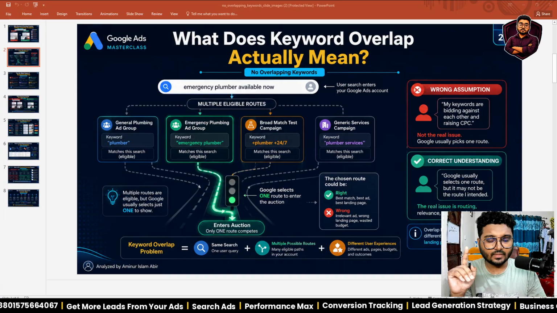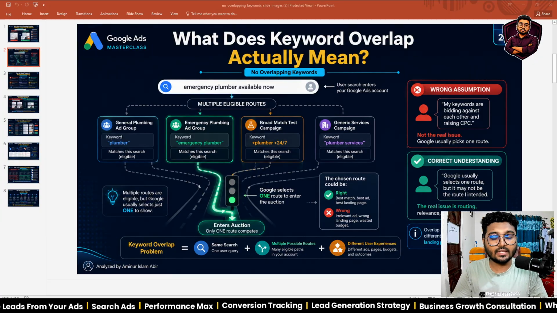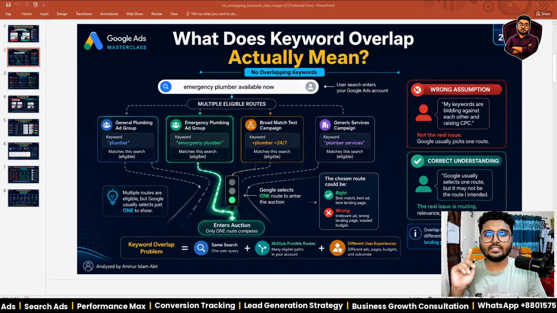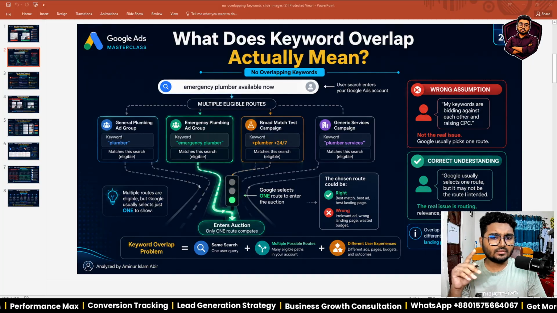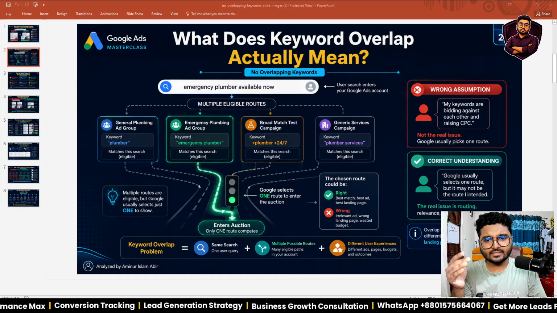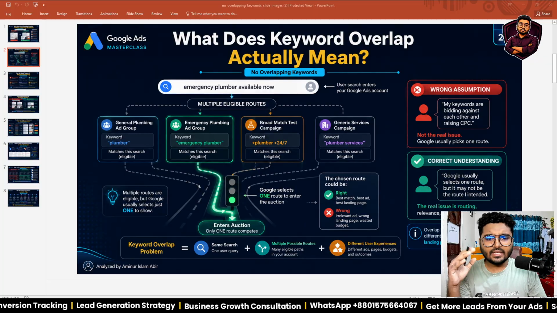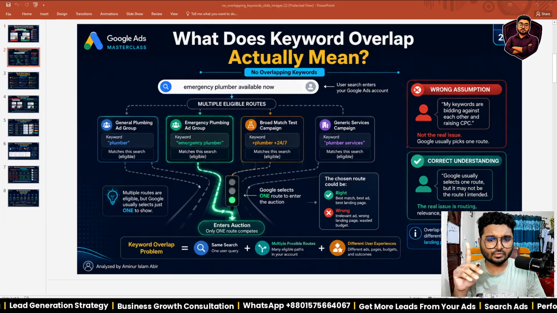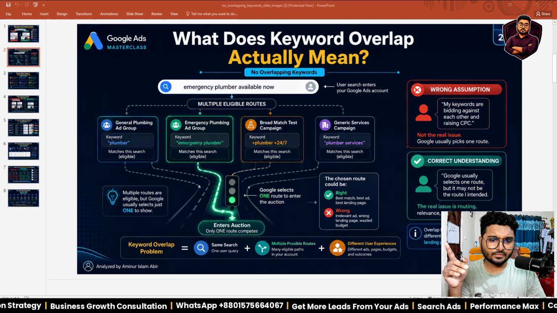The formula is: same search plus multiple possible routes plus different user experience equals a keyword overlap problem. Imagine one customer search entering the account like a car reaching a road junction. One road leads to the correct service page, another leads to a generic home page, and another may lead to a testing campaign with a different budget. Google must select one route. The main question is, did the search travel through the correct route?